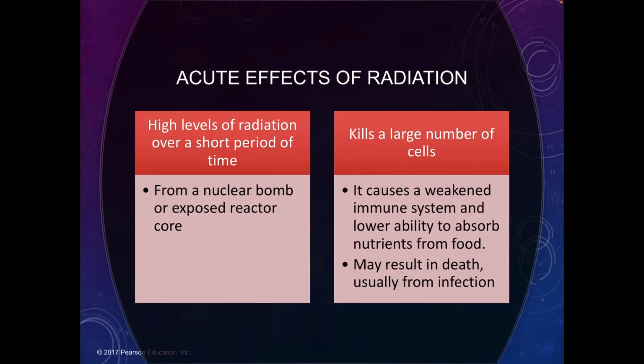So acute effects of radiation would be if you got hit with a really high level of radiation over a short period of time. So this would be like if you lived in Chernobyl, right, when the explosion happened. That would be very acute, you've got hit with a lot of energy in a very short amount of time, which can be really, really harmful because it will just kill a large number of cells all at once. And this can cause either a weakened immune system, or it can simply cause you to die.